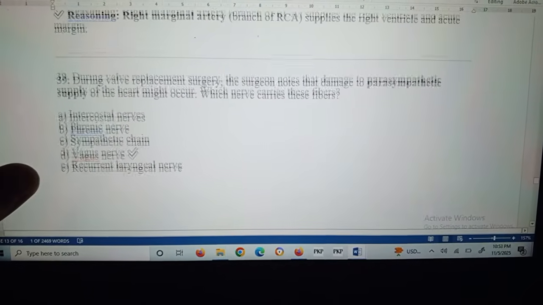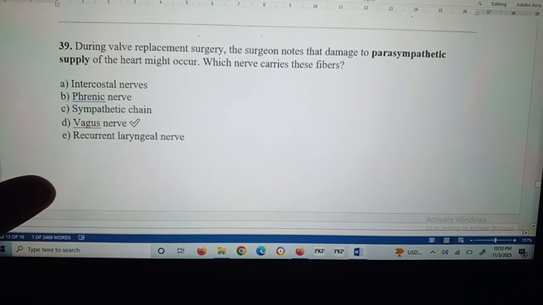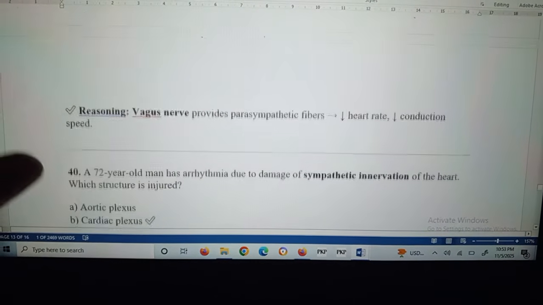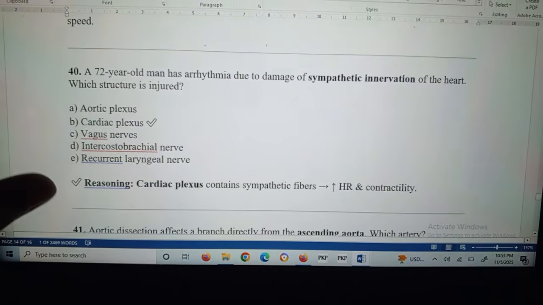During valve replacement surgery, the surgeon notes that damage to the parasympathetic supply of the heart might occur. Which nerve carries these fibers? Vagus nerve. The vagus nerve provides parasympathetic fibers, decreasing heart rate and decreasing conduction of the heart.